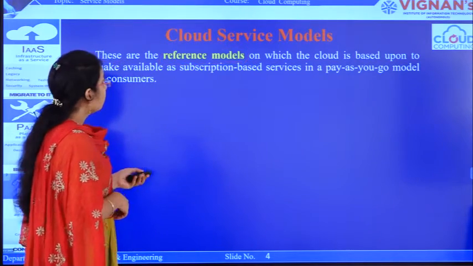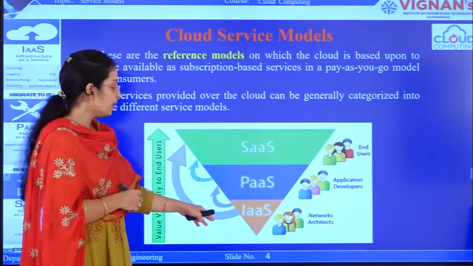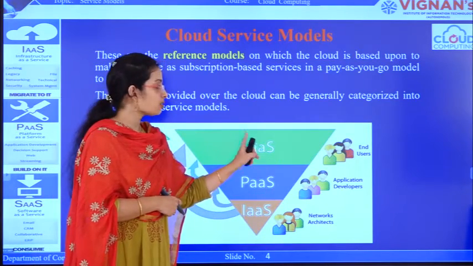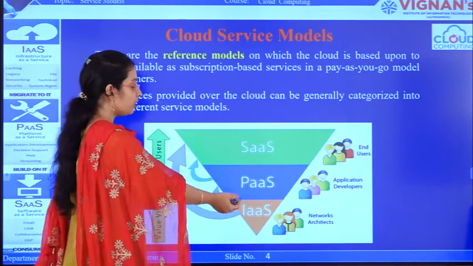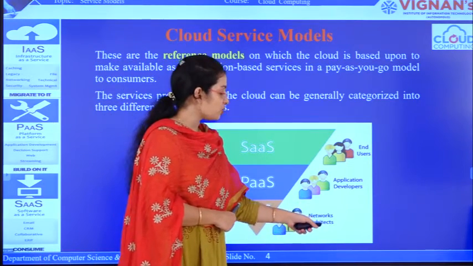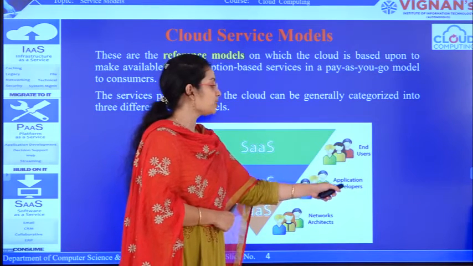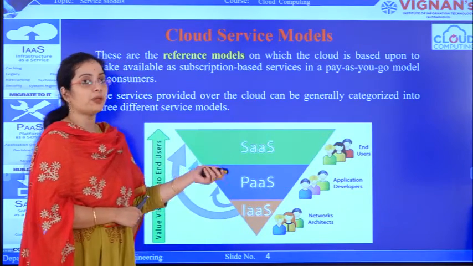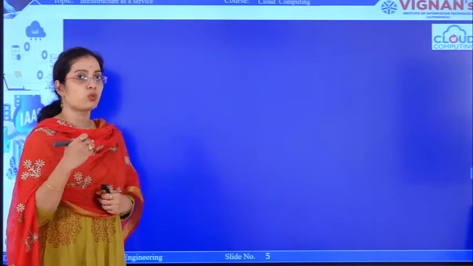Next, based on this scenario, the service models are categorized into three types: infrastructure as a service, platform as a service, and software as a service. In our previous lecture, I gave a brief introduction to these scenarios. IaaS can be made and utilized by network architects, PaaS, or platform as a service, can be utilized by application developers, and the last, software as a service, can be developed and maintained for the end user. Now, let us discuss each service one by one.